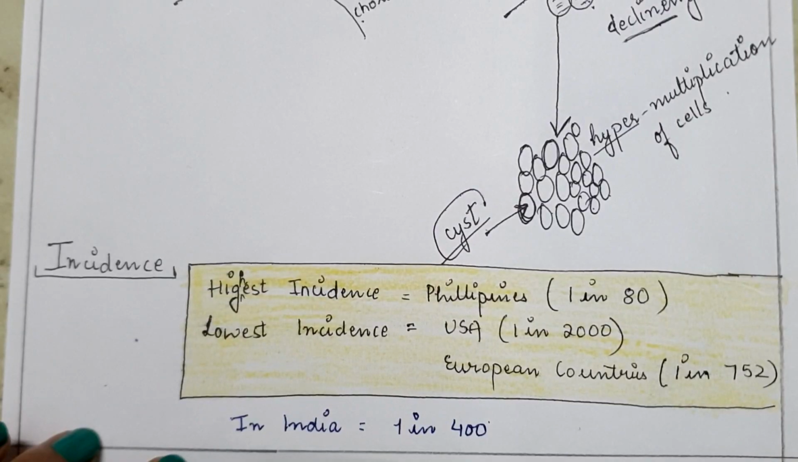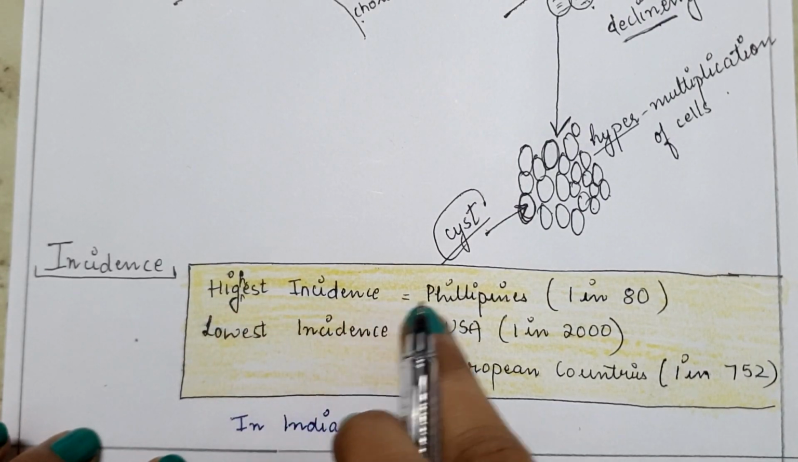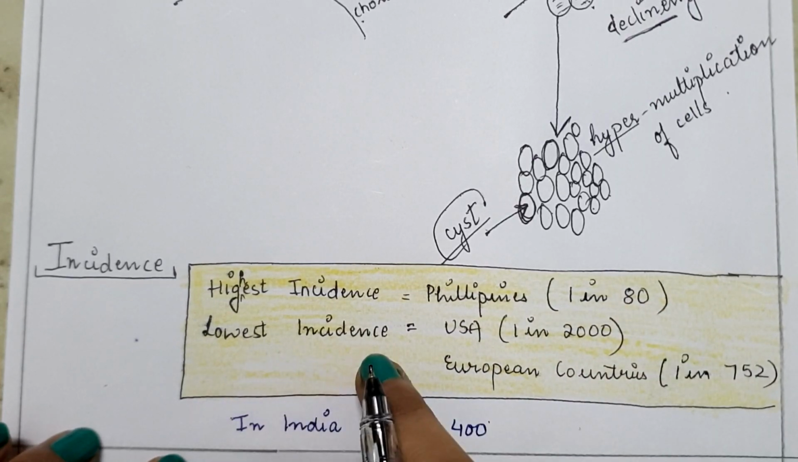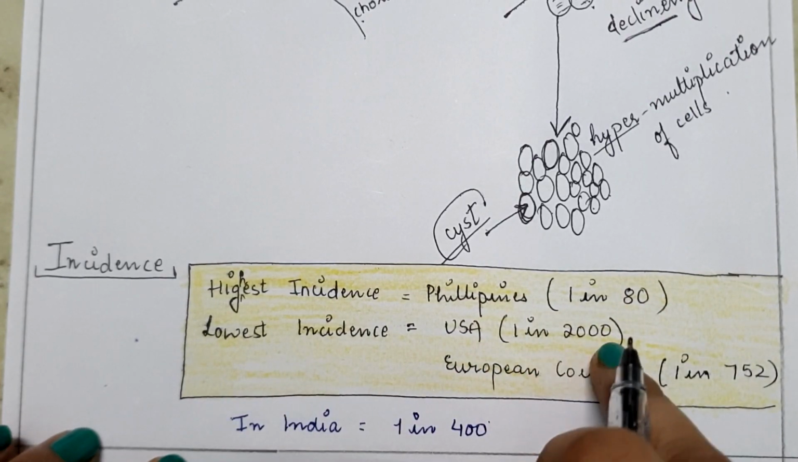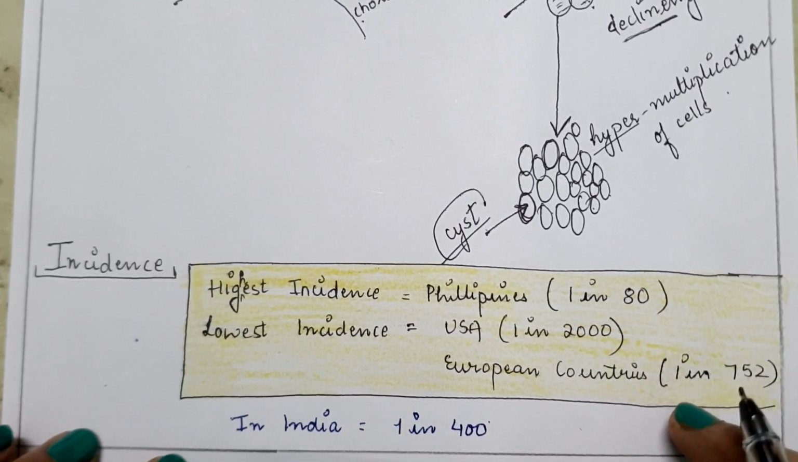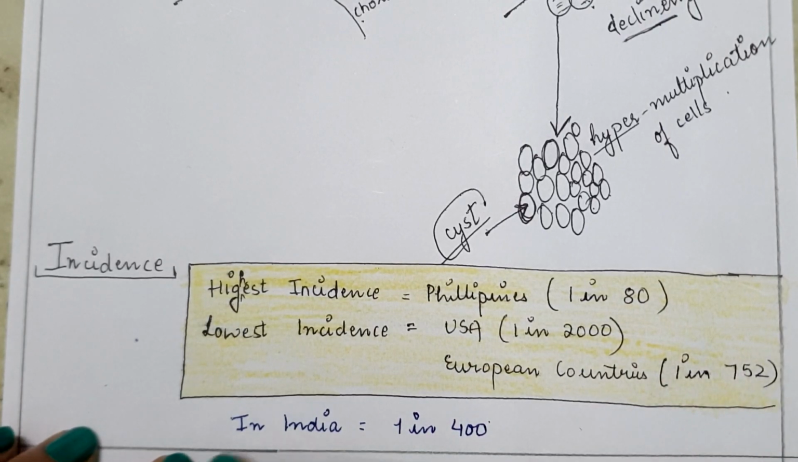Next is the incidence rate of hydatidiform mole. Its highest incidence rate is in the Philippines, that is 1 in 80 pregnancies, and its lowest incidence rate is in the USA, that is 1 in 2000 pregnancies. In European countries, the incidence rate is 1 in 752 pregnancies, and in India, the incidence rate is 1 in 400 pregnancies.